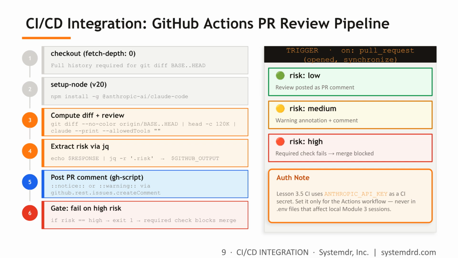Step 2. Set up Node and npm install for Claude Code CLI. This installs Claude on the ubuntu-latest runner. Step 3. The core pipe. This is review_diff.sh logic, inlined for clarity.